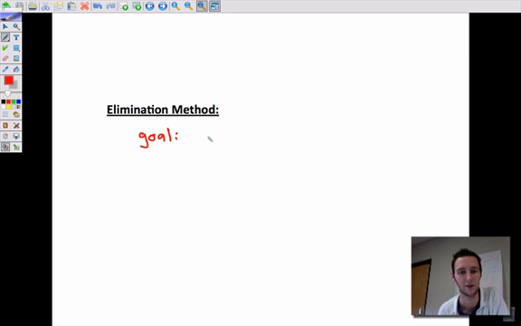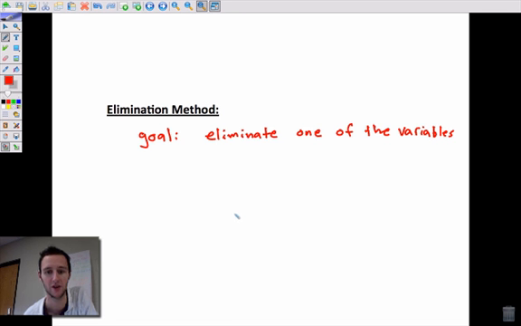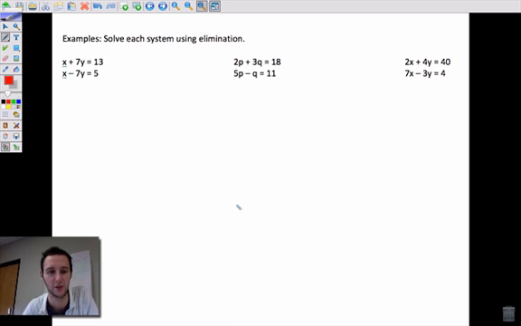is, so you've got your two equations. Your goal is to eliminate one of the variables. So once you're done eliminating, your equations will no longer have one of the variables in it. So I'll talk you through the steps on how to actually eliminate one of those variables, and once you've done that, how you can find the solution to the system. Okay, so here are some examples.